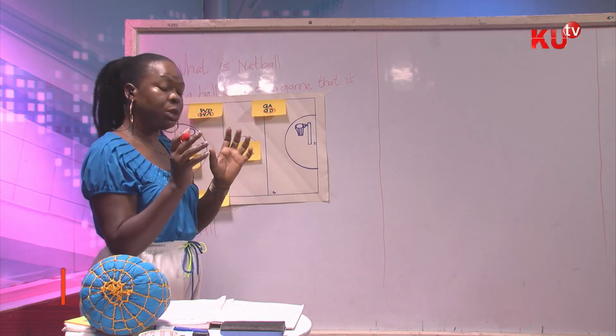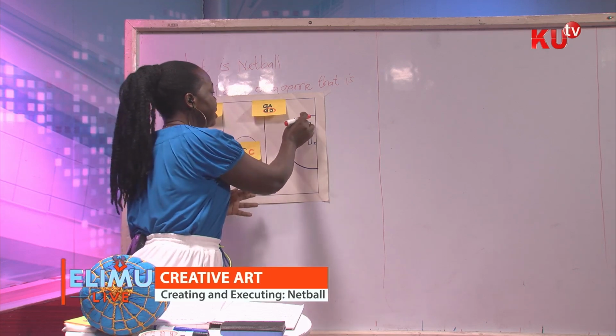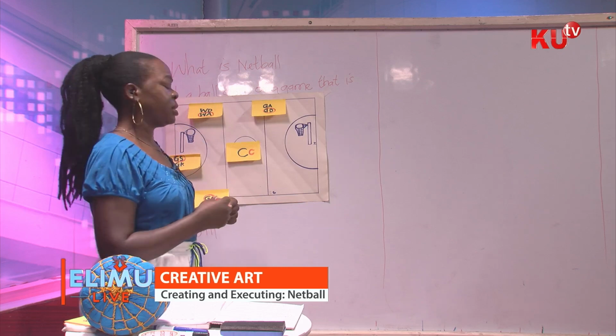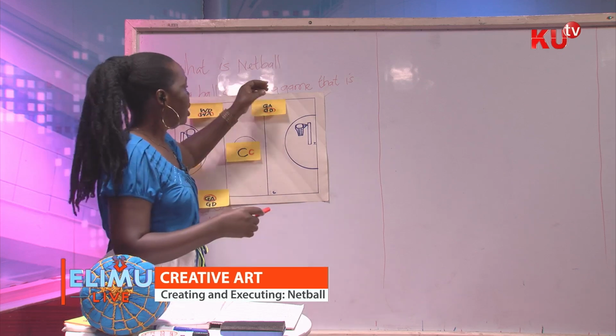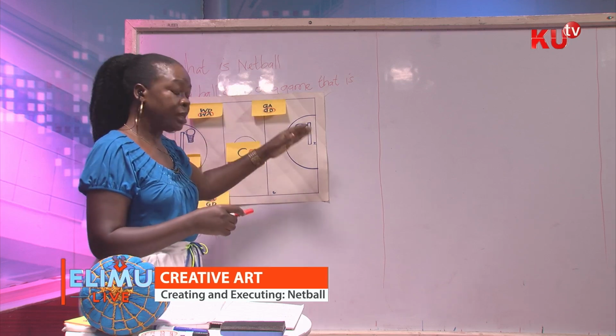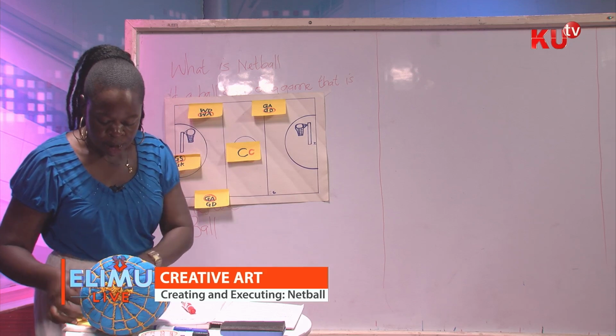Sometimes the goal shooter tries to shoot the ball and the ball enters the ring and rebounds back. So if it rebounds back and the goal attacker is able to get it, then she'll pass it back to the goal shooter.